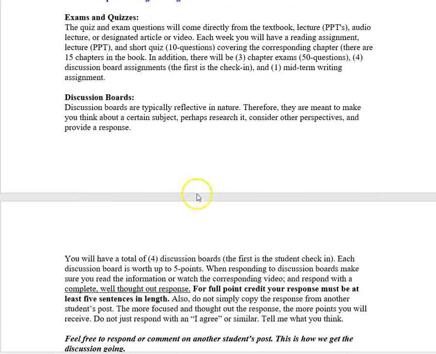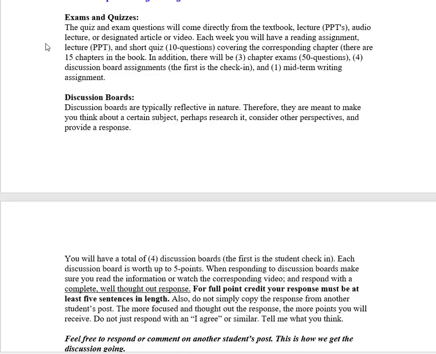Now the important stuff, exams and quizzes. The quizzes and exam questions are going to come directly from the textbook, the lecture PowerPoints, the audio lectures, or designated articles or videos. Each week you're going to have a reading assignment, again, the reason for the textbook, the lecture PowerPoint, and a short 10-question quiz covering that corresponding chapter. There are basically 15 chapters that we're going to cover, so you're going to have 15 10-question quizzes.